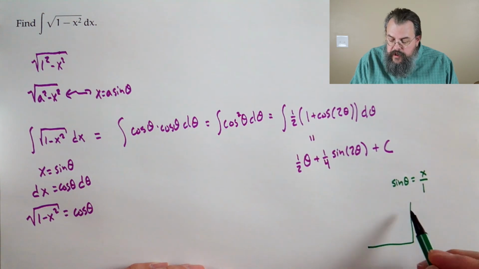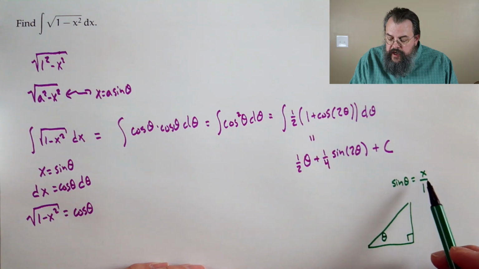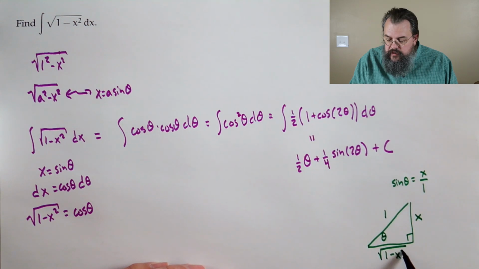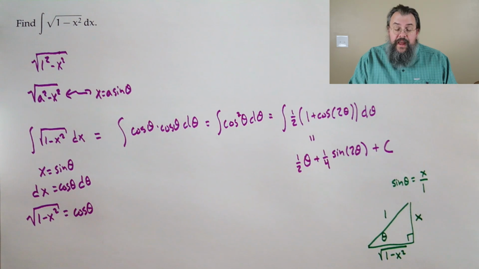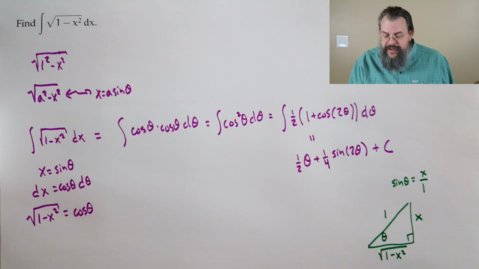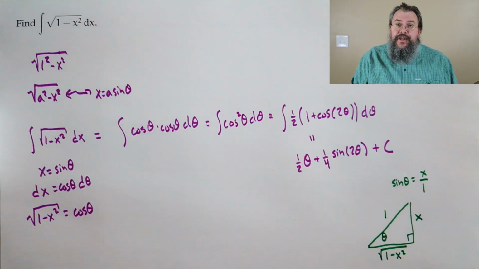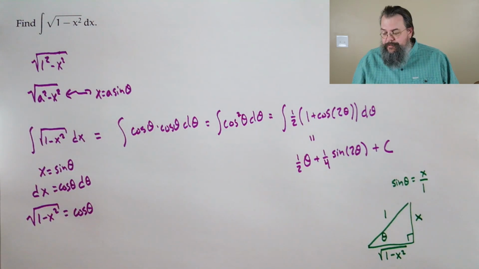So, drawing ourselves a triangle, put theta in the corner. Sine is the opposite over the hypotenuse, and we get the square root of 1 minus x squared as the missing side. That's the Pythagorean theorem. Not a coincidence, of course, that the square root of 1 minus x squared that shows up here matches our motivation. It's not a coincidence at all. That's why we chose it that way.